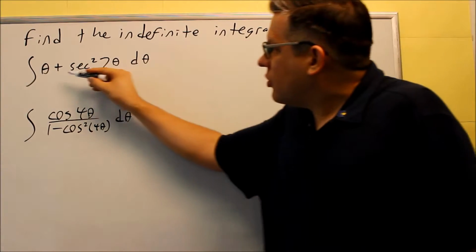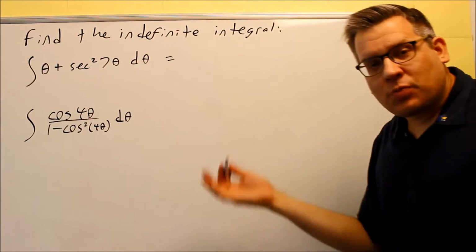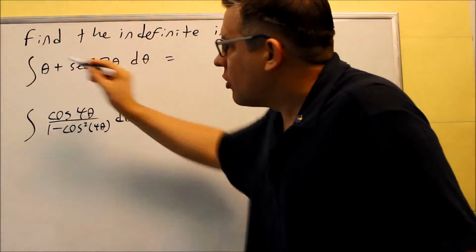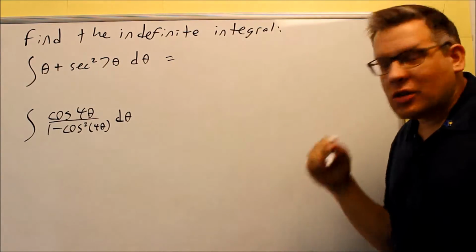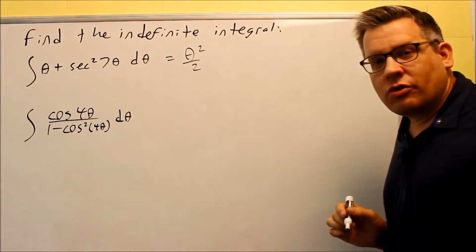When we do that with the first one, theta right there, we're still going to use the inverse power rule, just as we would if there was an x there. The power on here is a 1. Raise the power by 1, divide by the new power. You're going to get theta squared over 2.